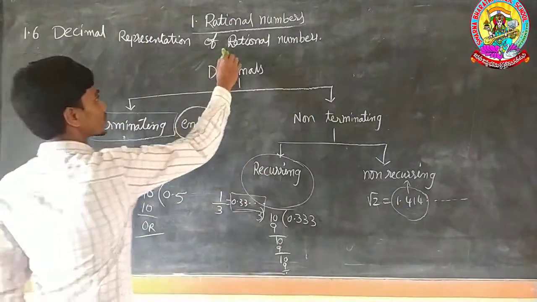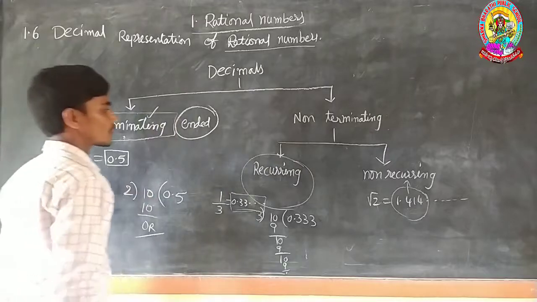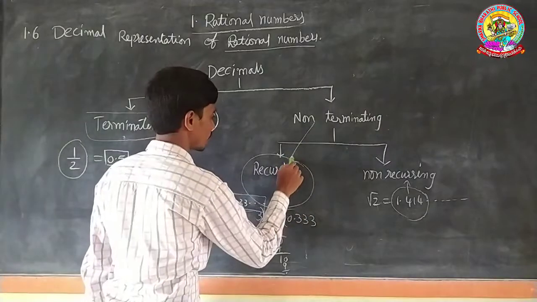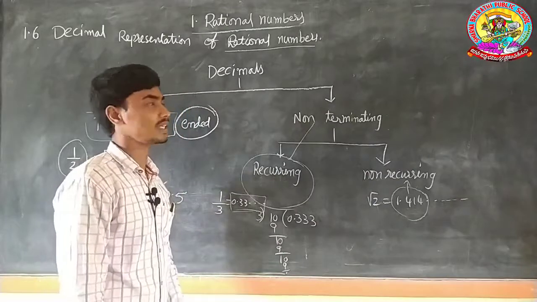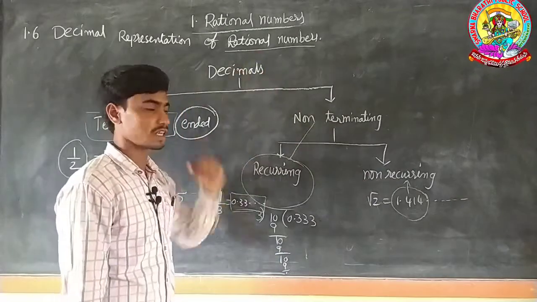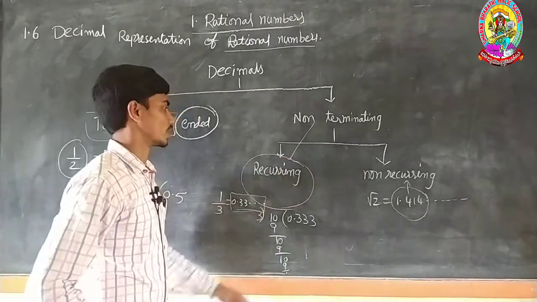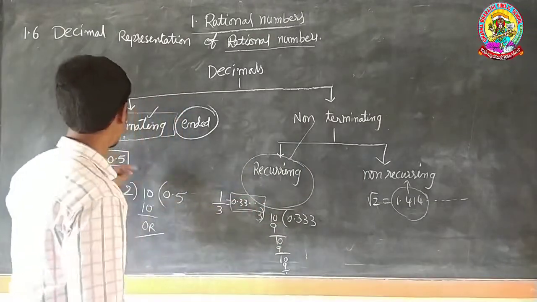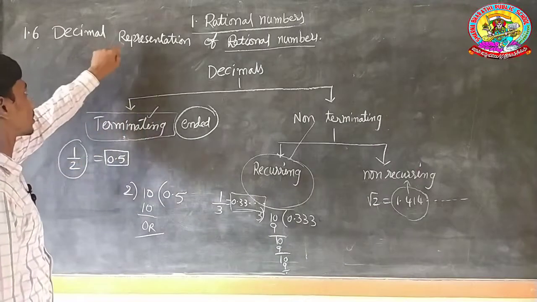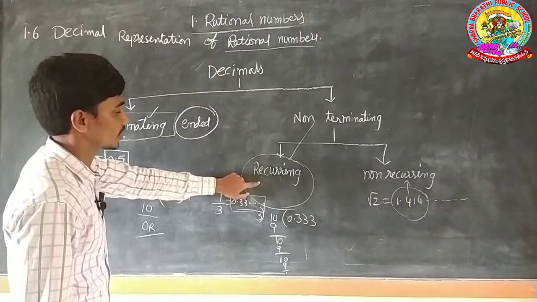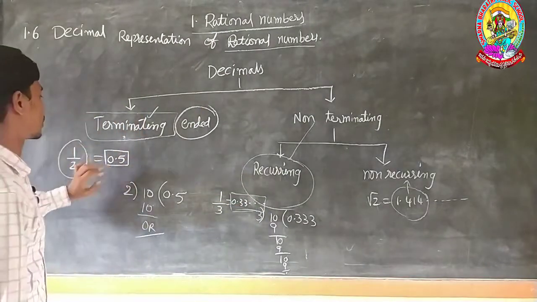Actually, a rational number's decimal form may be terminating or non-terminating recurring. If it is non-recurring, that is not a rational number, that is an irrational number. We shall learn about irrational numbers in the 9th class. So now we will learn how to convert a terminating decimal into a rational number and a non-terminating recurring decimal into a rational number. First of all, terminating decimal into a rational number.